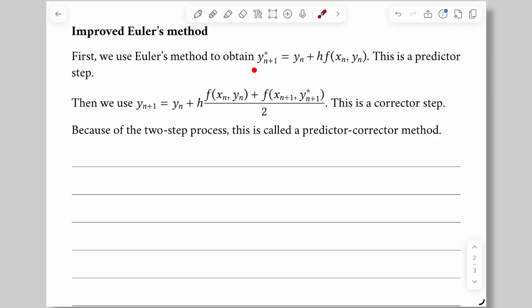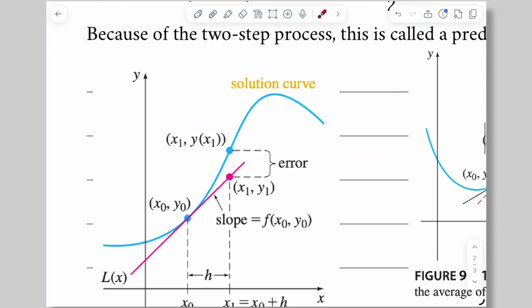Finding y sub n plus 1 star is called a predictor step, and then using that number when we find the average of the two slopes is called a corrector step. And then this is a predictor-corrector method because it uses the two-step process. I think it would be good to see a couple of visuals here.